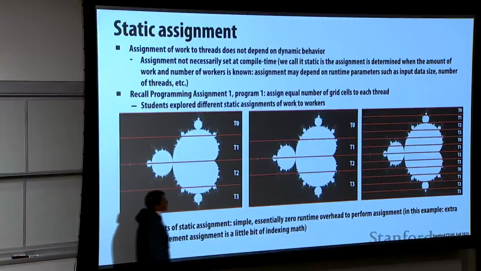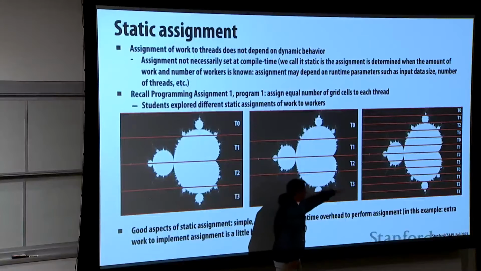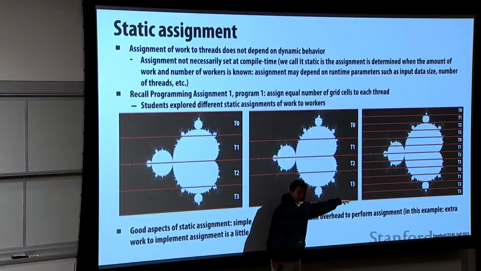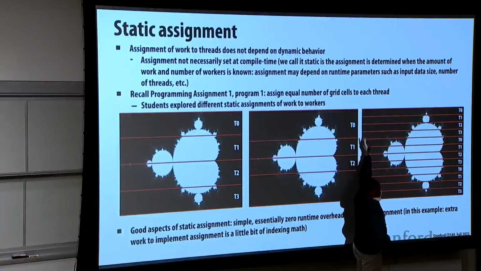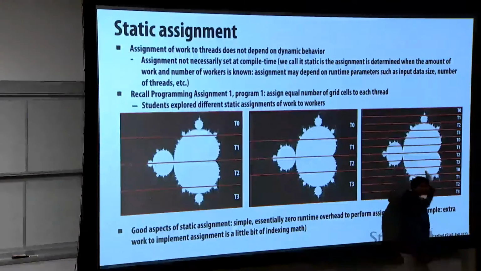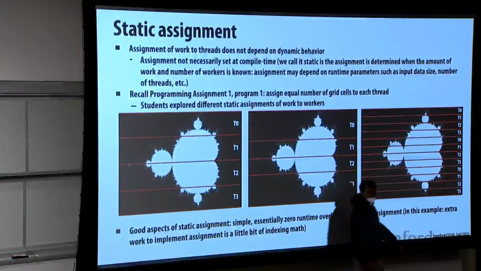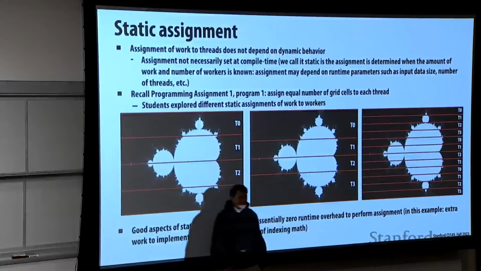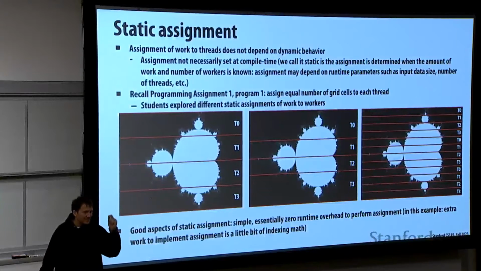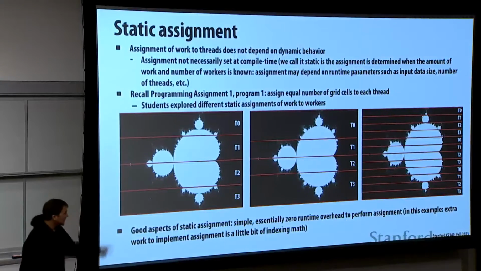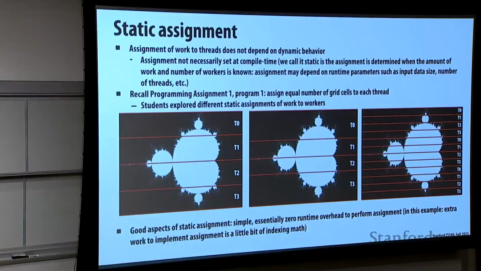Now you could imagine a different workload where that would have been a terrible strategy. For example, imagine it was all white at the top and then slowly went down this way or something like that. The top half was a triangle. That would mean that processor or thread 1 would always get a little bit more work than thread 2, which would always get a little bit more work than thread 3. But in this case, it actually turned out to be pretty good.